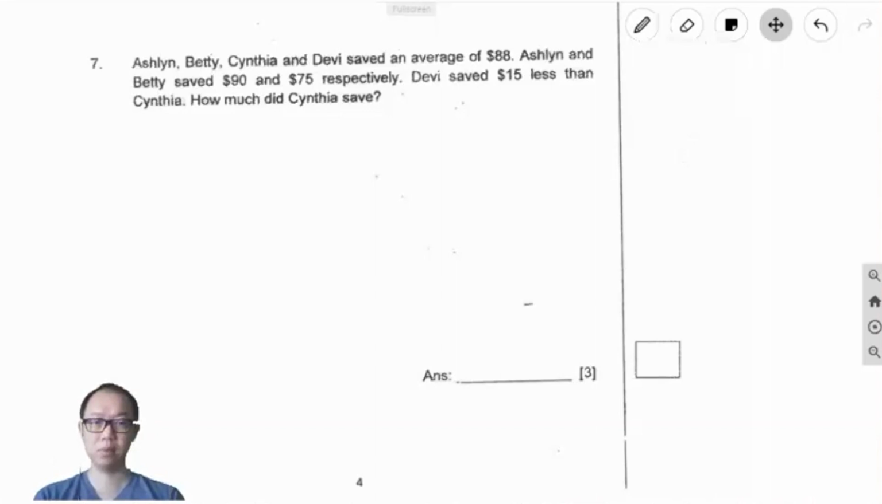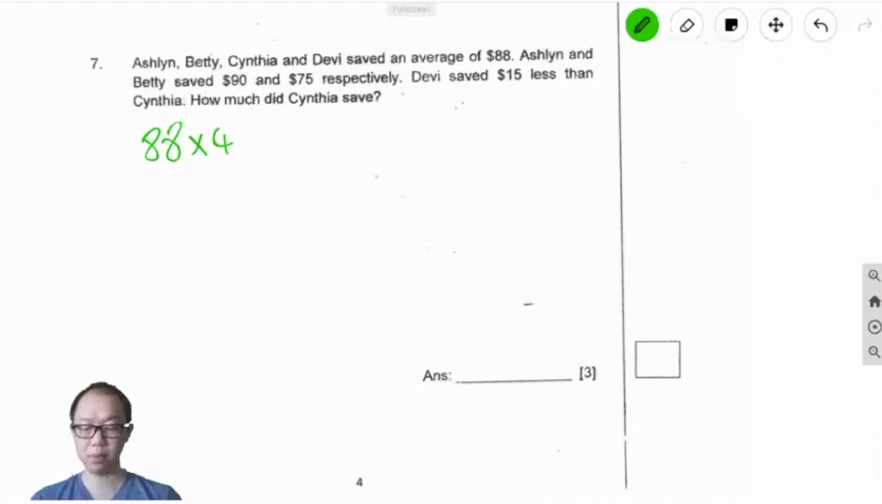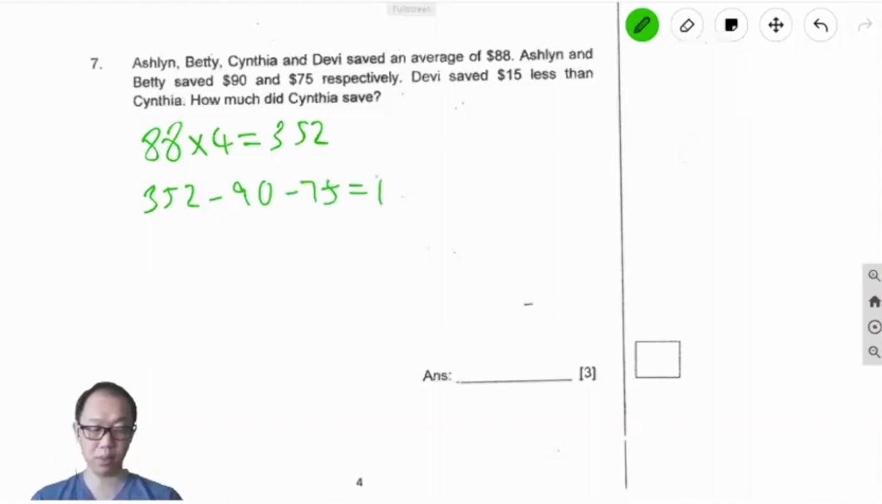Okay, A, B, C, D save an average of 88. So we're going to find the total first, which is 88 times 4, we get 352. Now, A and B save 90 and 75. D saves 15 less than C. So we minus 90 and 75 first. 352 take away 90, take away 75, we get 187. So 187 is C and D. Then we take 187 minus 15, which is the extra.